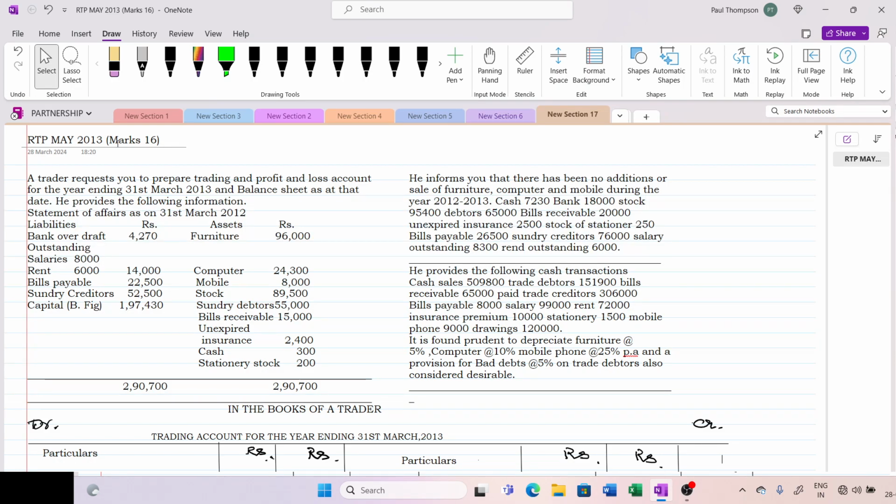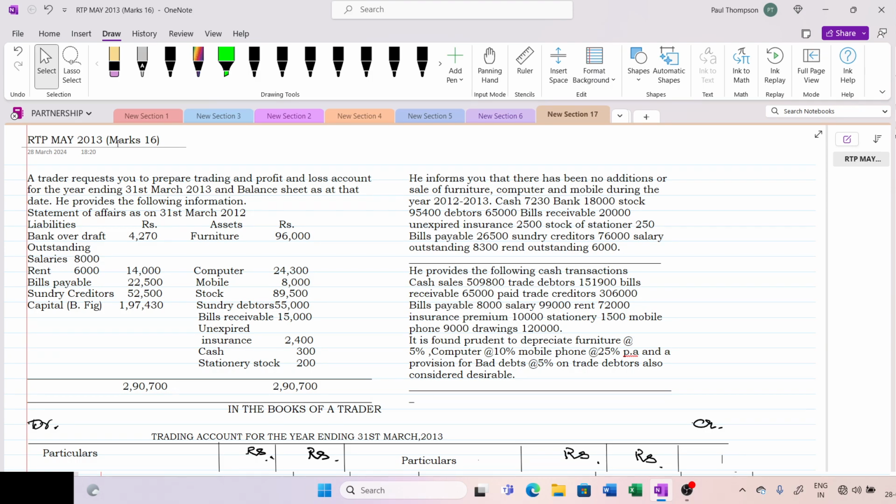Because the opening balance of cash is given as well as the closing balance of cash and bank, but further they have provided the cash transactions. It is not mentioned which item is made in cash and which item is made through bank. So we are compelled to prepare a cash and bank combined account. You should understand that. He provides the following cash transactions.